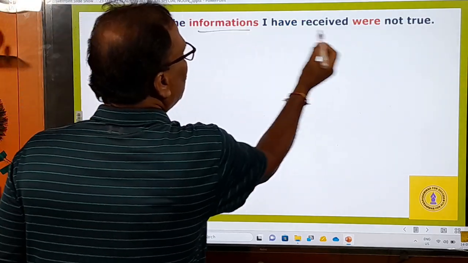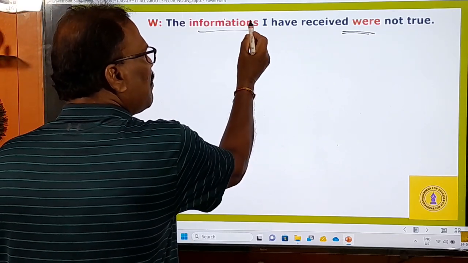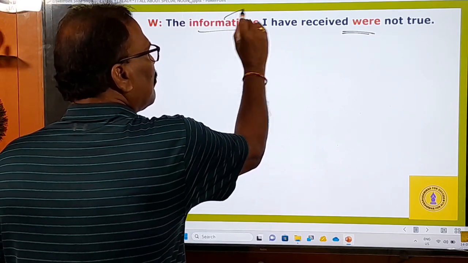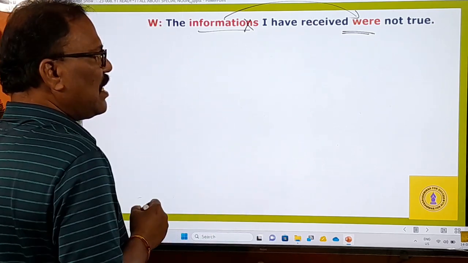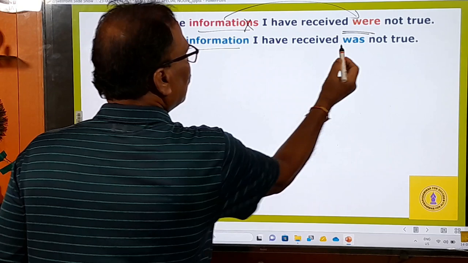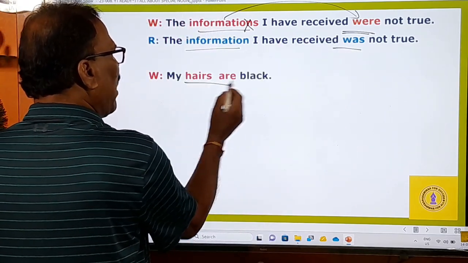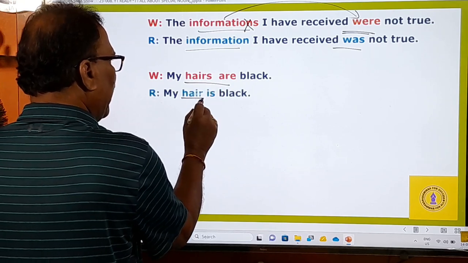The informations I have received were, informations itself is a mistake. Then using this is again a wrong thing. Okay, and then the information was. Okay, that's the right one. And here, my hairs are black. No, my hair is black.